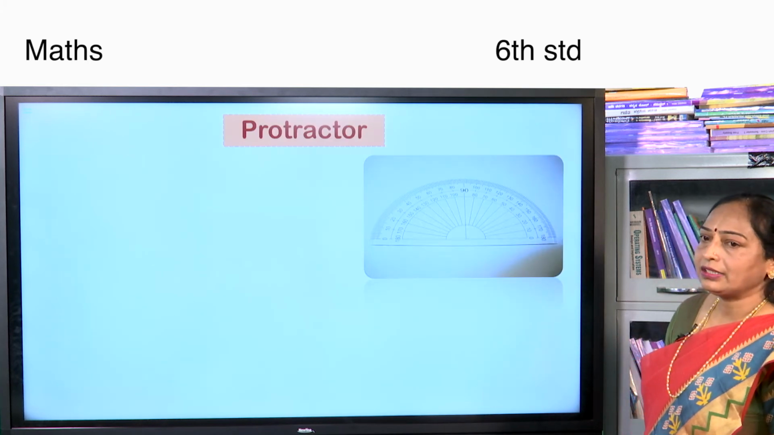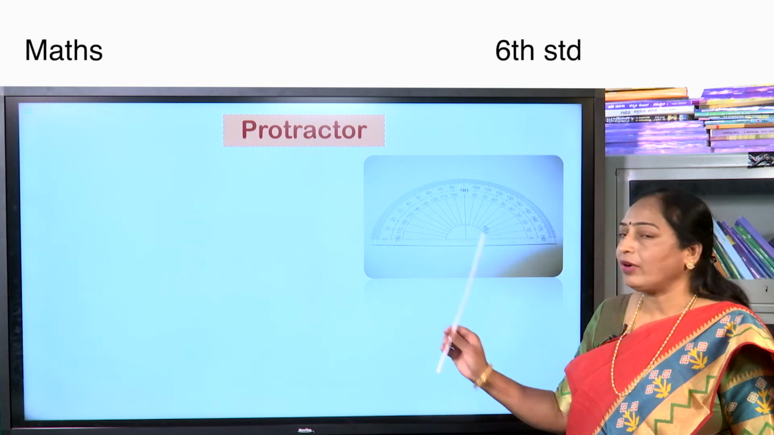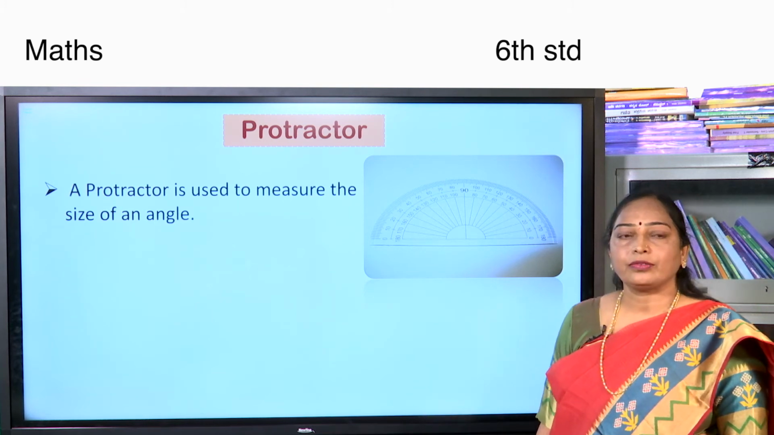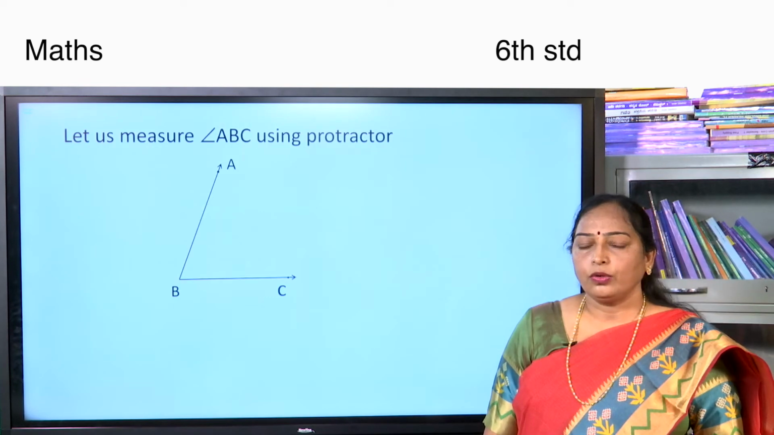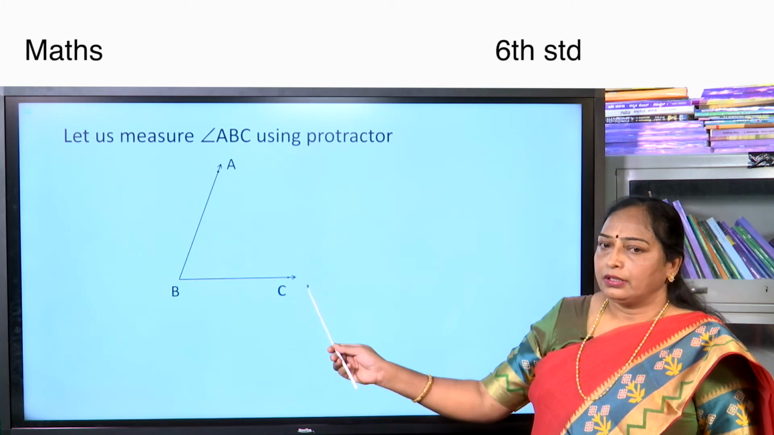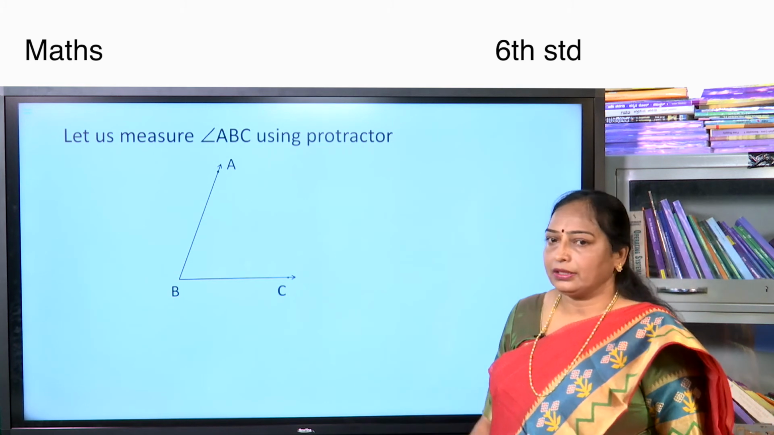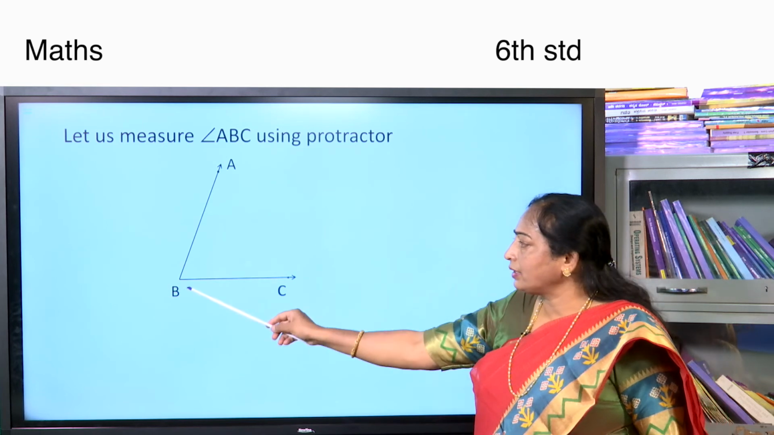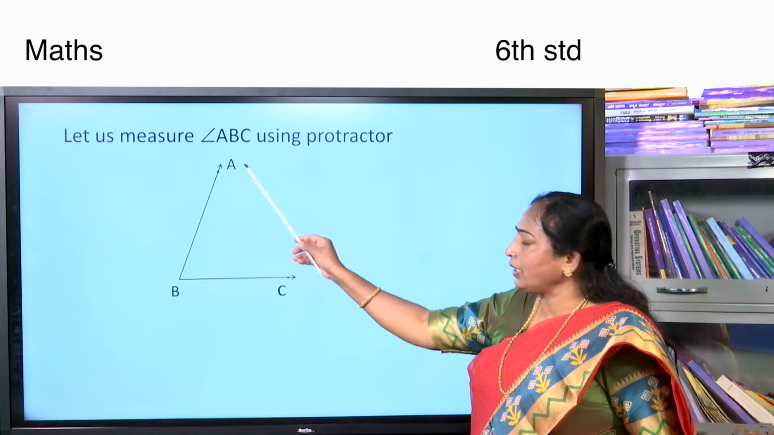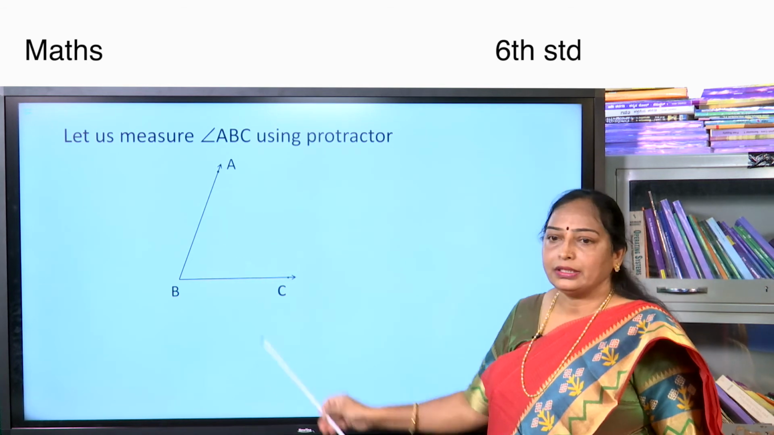To understand this, we should learn about the protractor. Protractor is a device. It is used to measure the size of the angle. Let's know how to measure the angle using protractor. Let's take one angle ABC. It has a vertex B and two rays BC and BA. They are arms of this angle ABC.